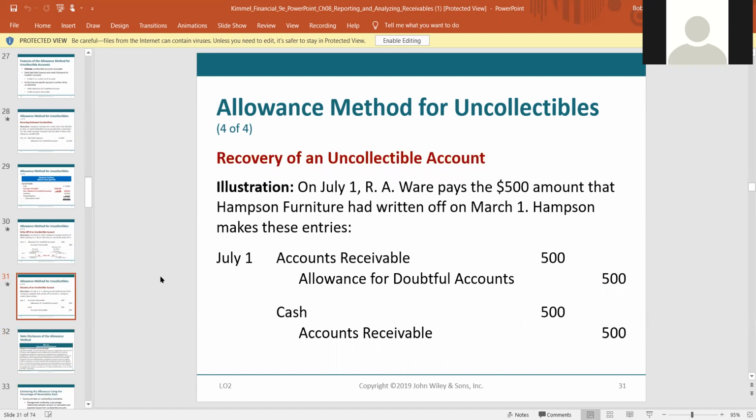We could have a recovery, though. We could have a recovery. Suppose Ware actually, 6 months later, actually pays it. What if he pays it after we wrote him off? Well, that's very easy. We simply add him back to the accounts receivable and credit the allowance, put the money back in the allowance, and then accept the cash from him. Debit the cash, credit the receivables.